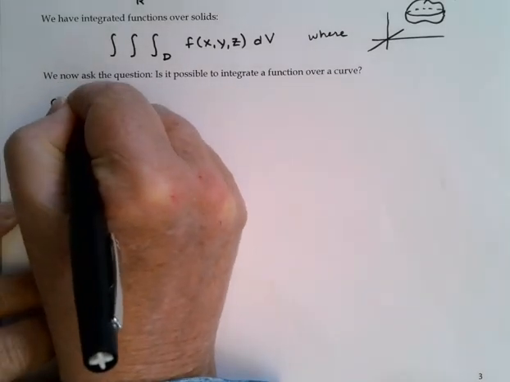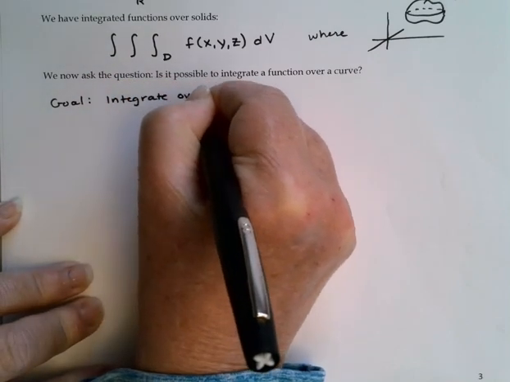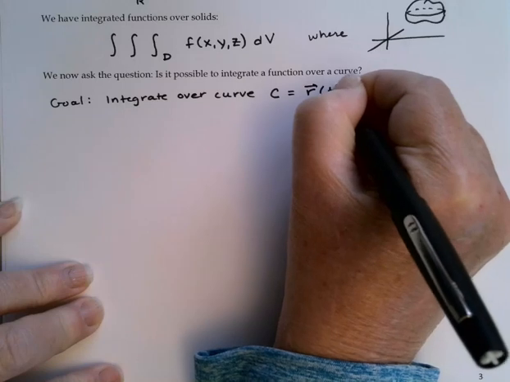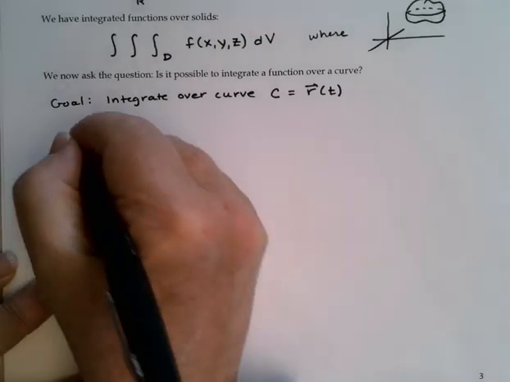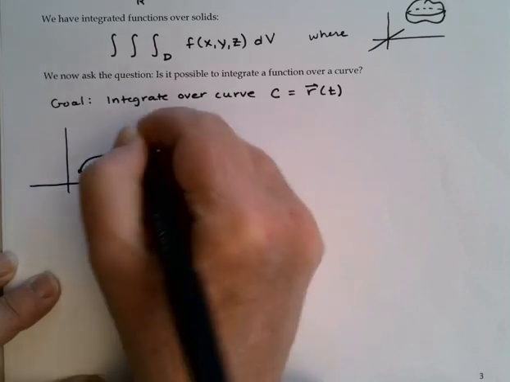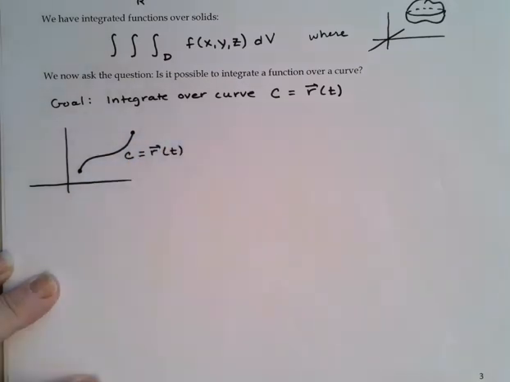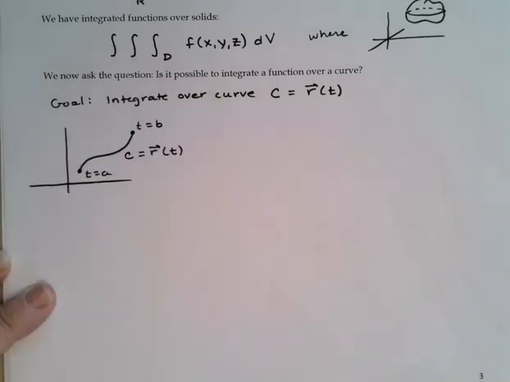So the goal is to integrate over a curve C, and we know that curves are often written as vector-valued functions, so we'll consider our curve to be some function r of t. So if that's my curve C, defined by the vector-valued function r of t, just like with the straight lines, we're only integrating over a portion of that curve, so we'll designate the endpoints as t equals a and t equals b.